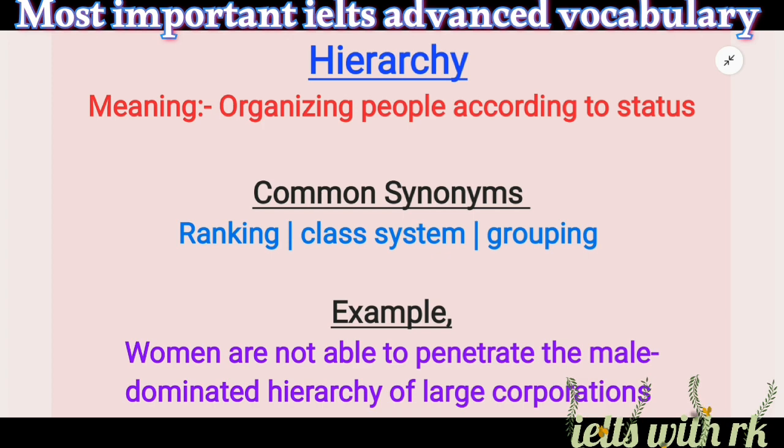Hierarchy. Organizing people according to status. Ranking. Class system. Grouping. Women are not able to penetrate the male-dominated hierarchy of large corporations.